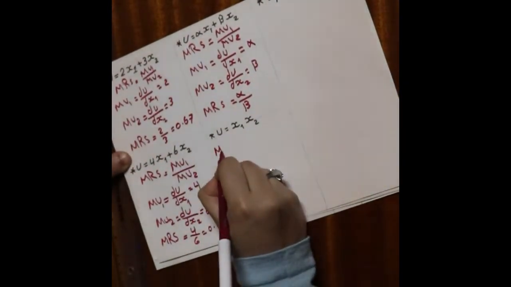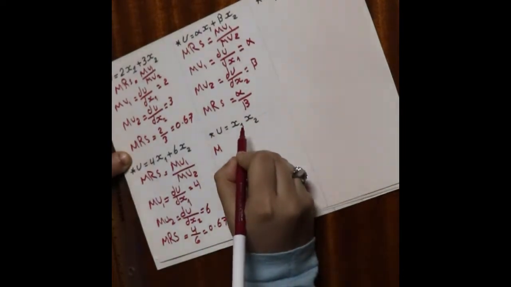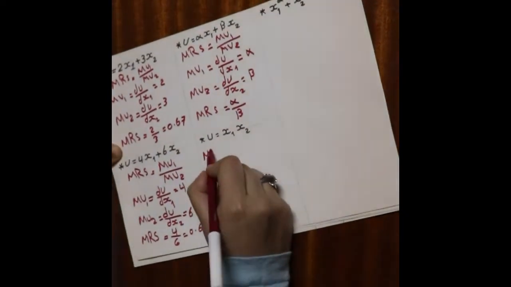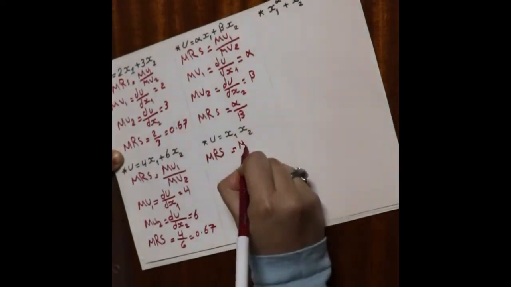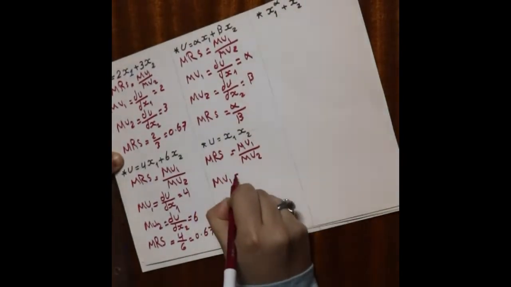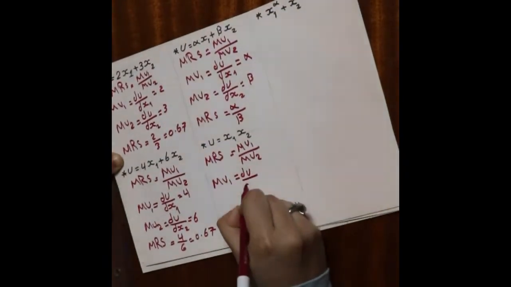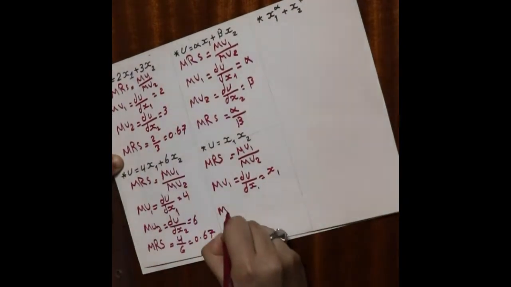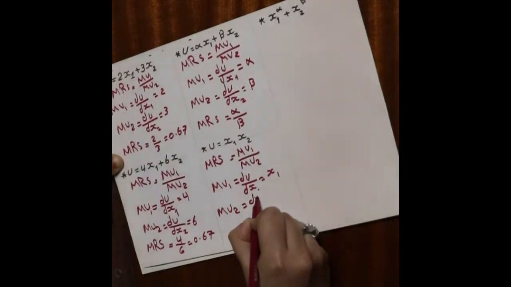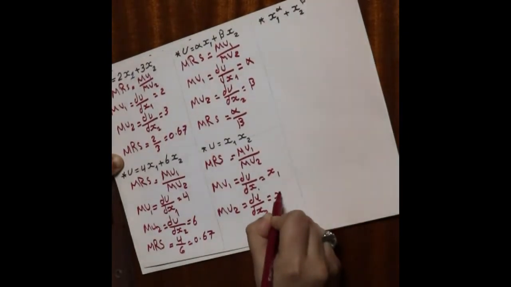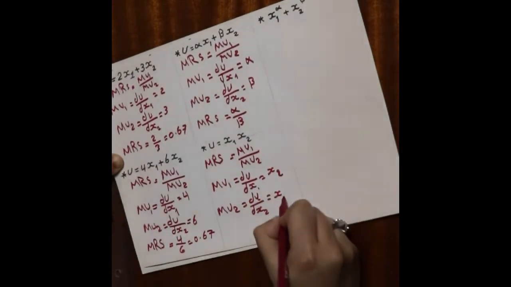Fourth one, U equal x1 x2. MRS equal MU1 over MU2. MU1 equal delta U over delta x1 equal x2. MU2 equal delta U over delta x2, here equal x1. So MRS equal x2 over x1.